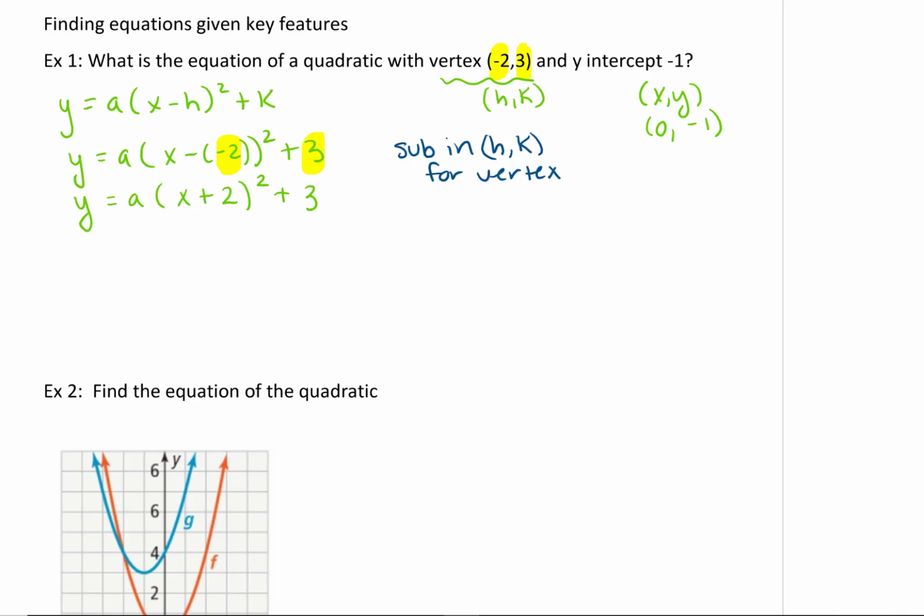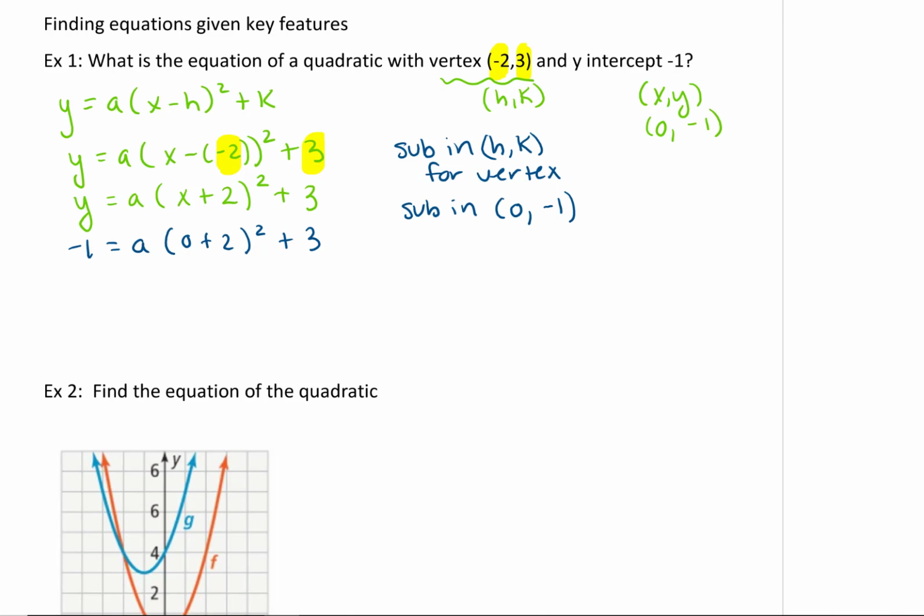The next thing we want to do is sub in our value for x and y in order to solve for a. Right now we have too many variables in our equation. We have a y, an a, and an x. So we're going to sub in 0, -1 for x and y. And what we're left with is solving for a, which is our vertical dilation.